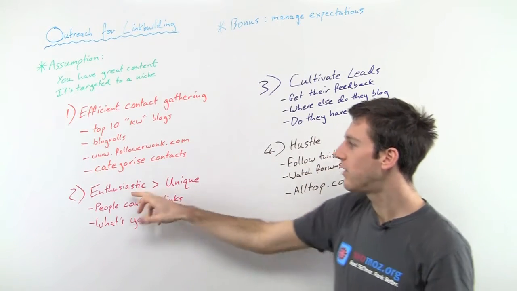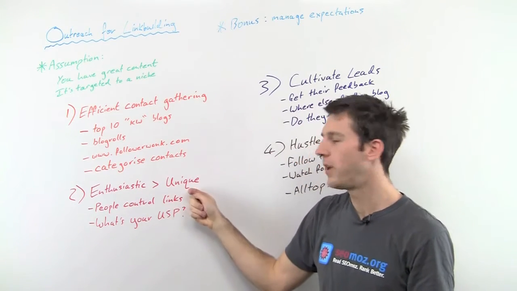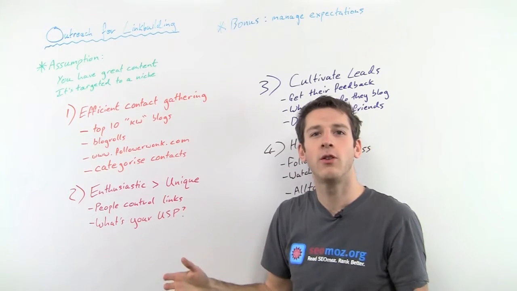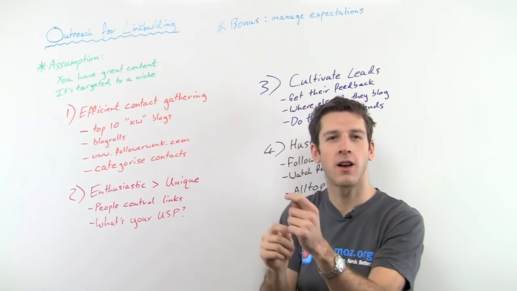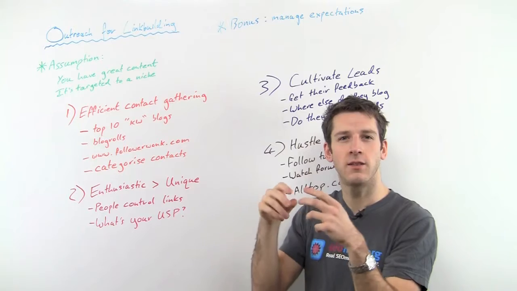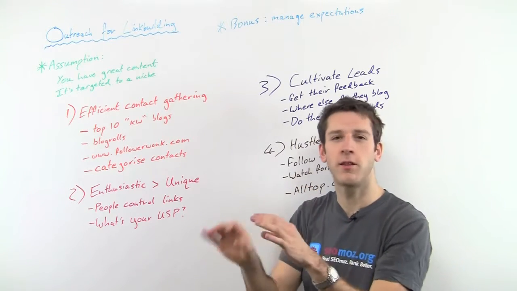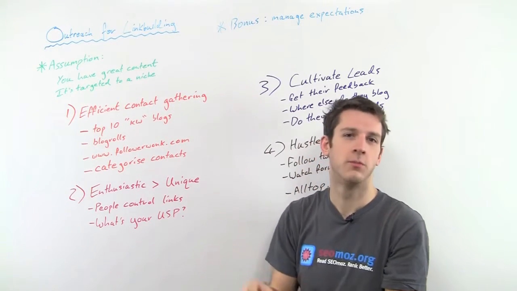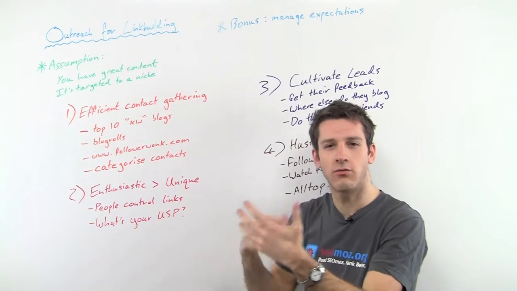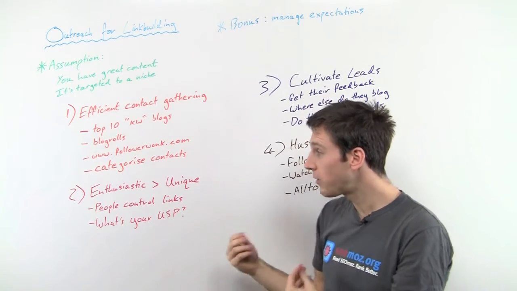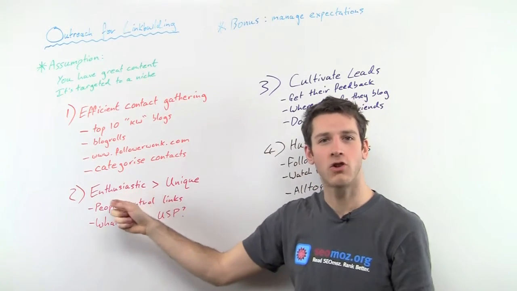Second thing is being enthusiastic, I find, is more important than being unique. So when you're doing outreach, everyone will tell you, find something personalized to that person that you're speaking to and put it in the email. Say, hey, I read this blog post you recently wrote and it's really awesome. And that will somehow make the outreach more effective. In my experience, I found that being enthusiastic trumps that every time.